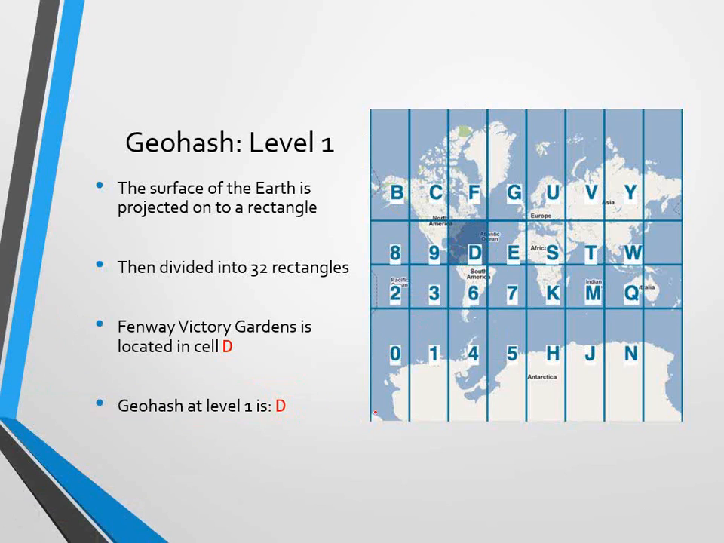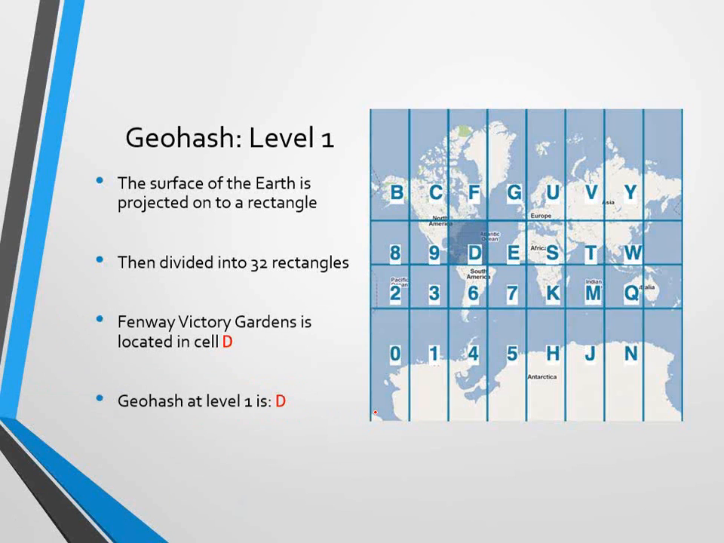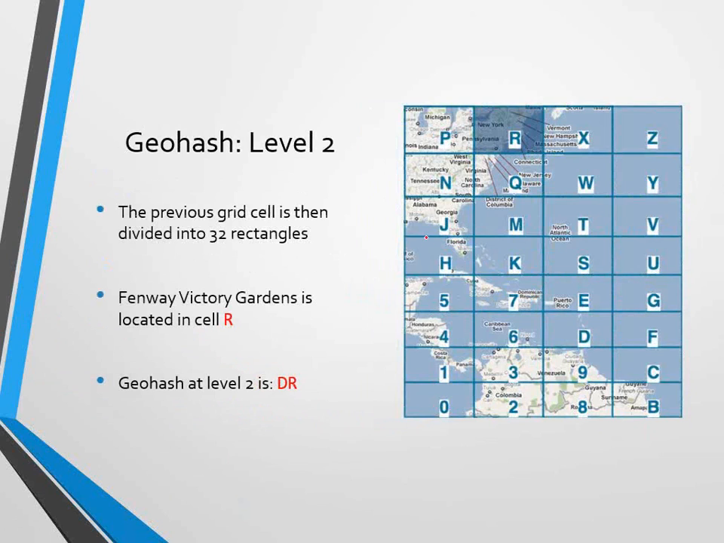So that's level 1, and then we go on to level 2, where we take the rectangle we chose, and again we divide that rectangle into a grid of 32 rectangles. And then we choose the next rectangle that contains the location we wish to index. In this instance, it's rectangle R. So our geohash becomes DR.